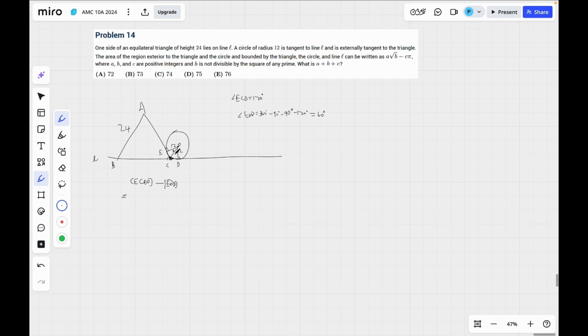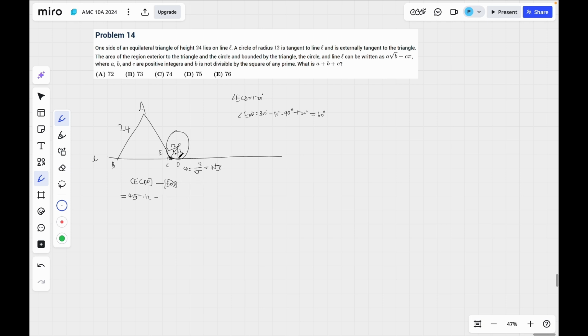Since this is 30 degrees, we know that CD is equal to 12 over root 3, or 4 root 3. And so the area of ECDO is just 4 root 3 times 12.